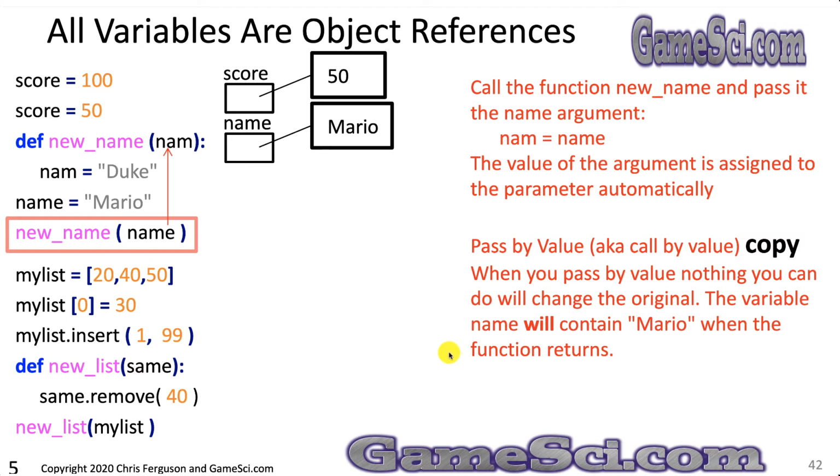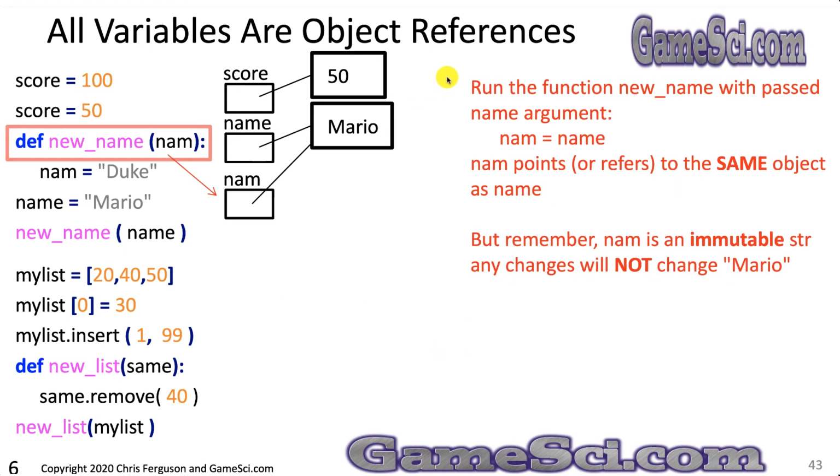Pass by value says make a copy of the variable. Run the function newName and pass it the name argument. So NAM was assigned the exact same thing, or the same object, that name is pointing to. And you can see NAM is pointing to the string that contains Mario, just like name is pointing to the string that contains Mario. But remember, NAM is an immutable string type. Any change we try to make to NAM will not change Mario.